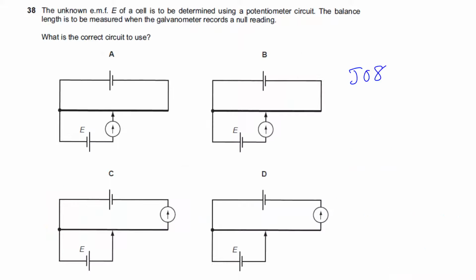Okay? Like in this case, what is the answer? What's the correct circuit? So for the correct circuit, remember, positive must be connected to positive, and the galvanometer must be at the bottom circuit. So the answer is B.